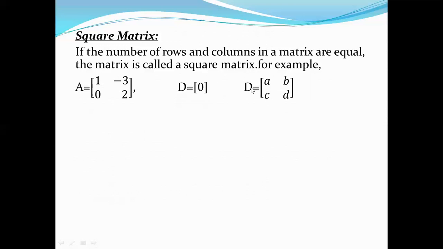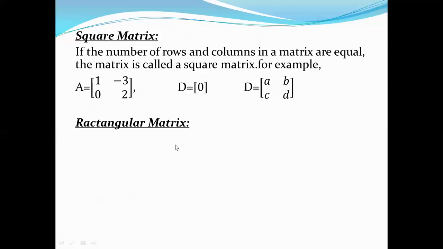We have another example, that is D equal to A, B, C, D. There are 4 elements. Here are 2 rows, 1 row, 2 rows, similarly 1 column and then 2 columns. So number of rows and number of columns are equal. That's why it will be called the square matrix.